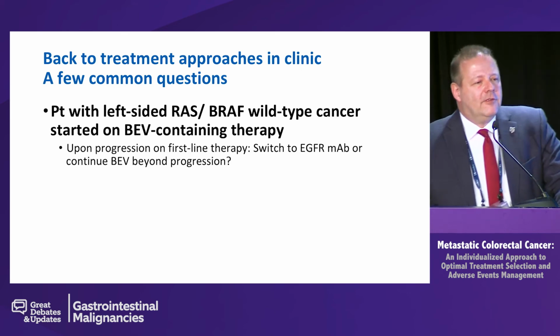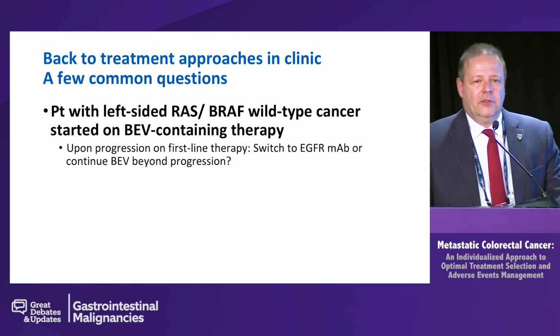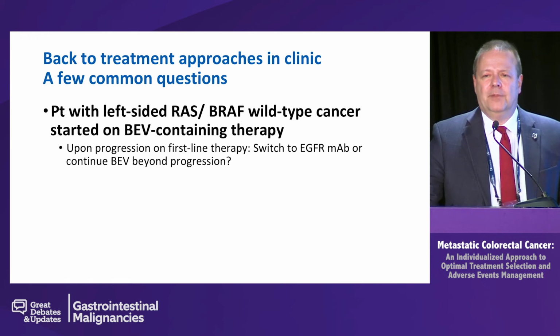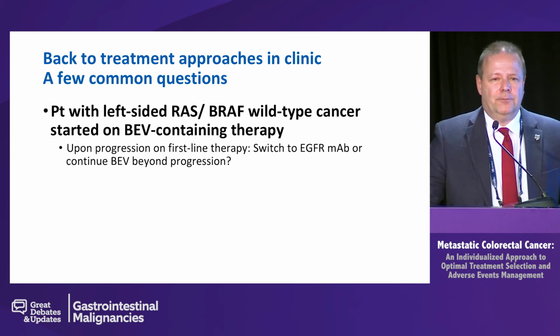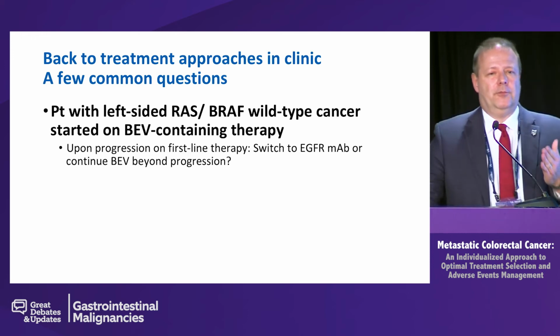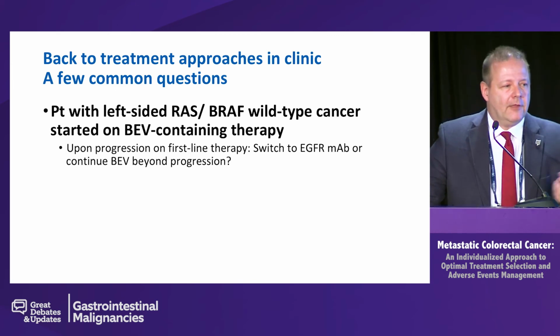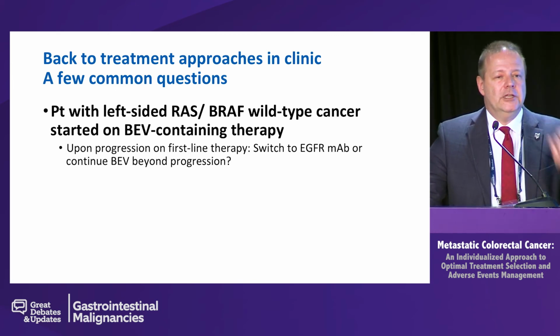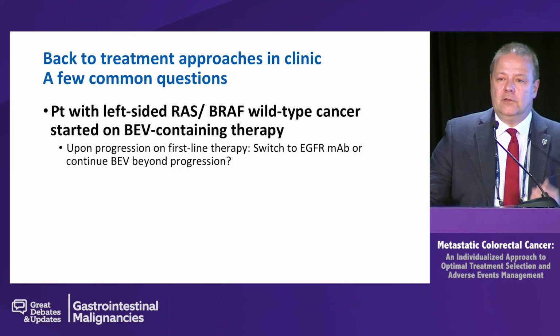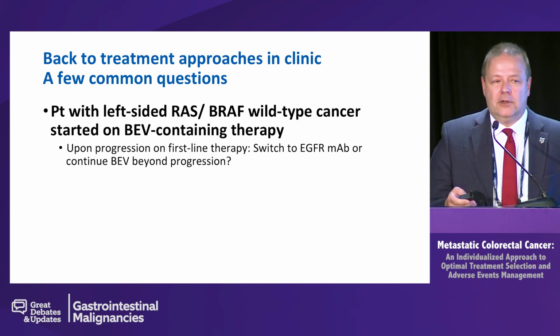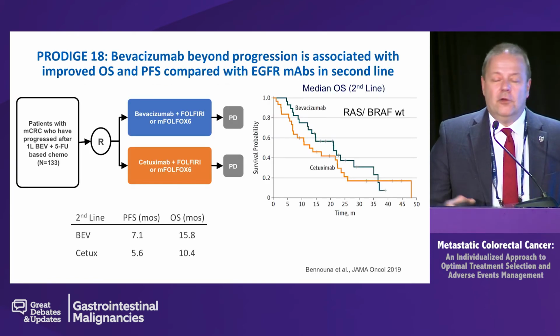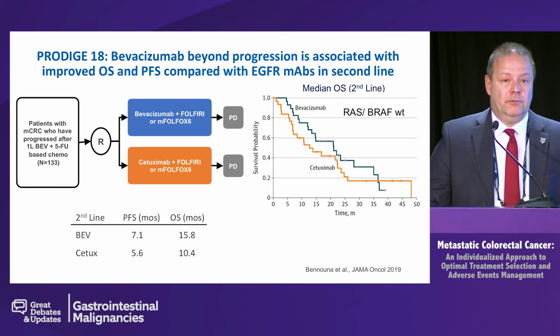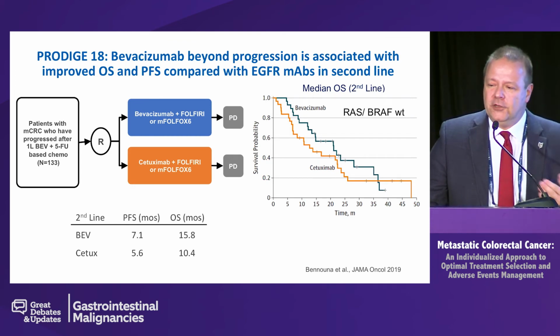So back to a few treatment questions, a few common questions. When you have a left-sided RAS-RAF wild-type cancer in the United States, still a lot of these patients get bevacizumab-based first-line treatment. Would you continue Bev beyond progression or switch in this RAS-RAF wild-type tumor to an EGF receptor antibody in second line? That's one of the questions we have in our clinical practice. So I continue Bev beyond progression based on the French data here, another Prodige study.